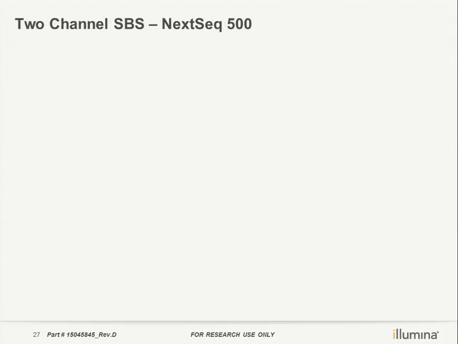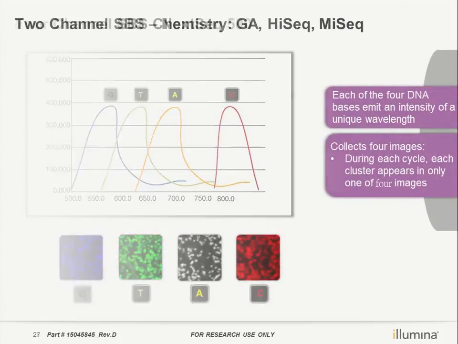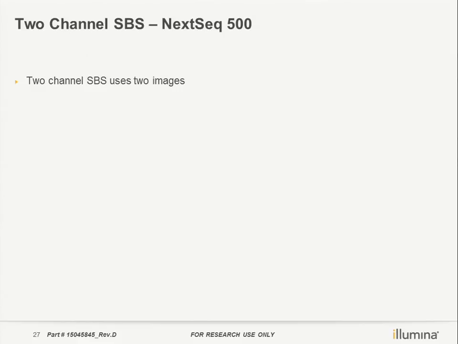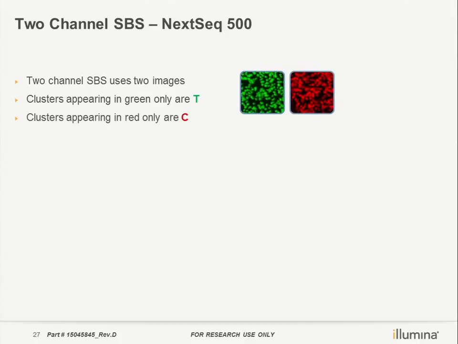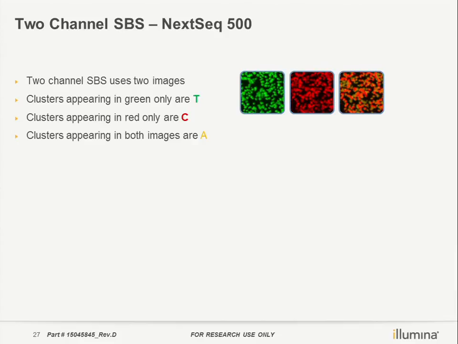NextSeq is a bit different. We use a 2-channel SBS chemistry, so only 2 images, 2 colors. For the other instruments we have 4 colors, but for NextSeq we only have 2 colors. So how are we going to use 2 colors to identify 4 nucleotides? We use green for the T nucleotide, and red for C. For A, it's half and half, overlapping green and red, so it's around an orange color, or both colors. And for G, it's not labeled.